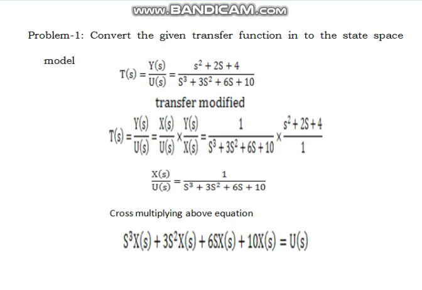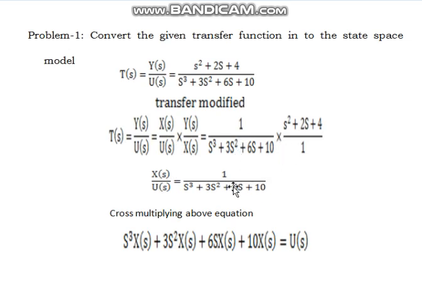So for this analysis, Y(s)/U(s) equals (s square plus 2s plus 4) by (s cube plus 3s square plus 6s plus 10). This transfer function is converted as Y(s)/U(s) equals X(s)/U(s) into Y(s)/X(s), which is 1 by (s cube plus 3s square plus 6s plus 10) into (s square plus 2s plus 4). For this equation, I will take X(s)/U(s) on the LHS side.